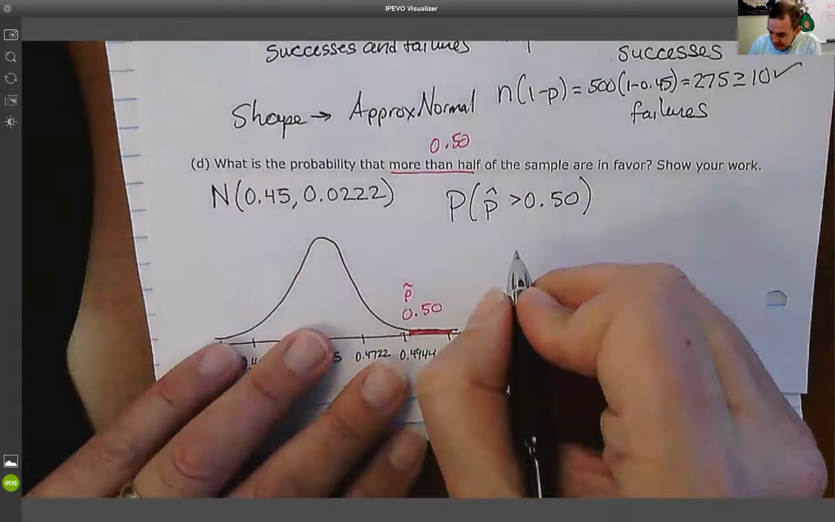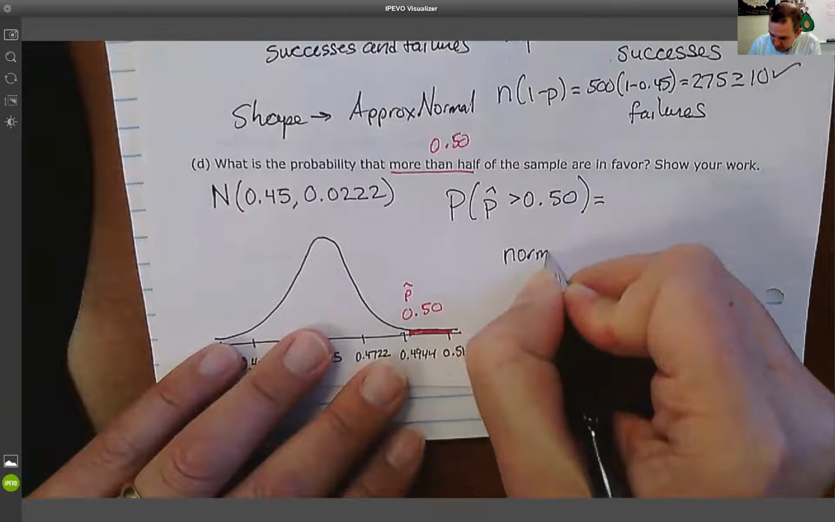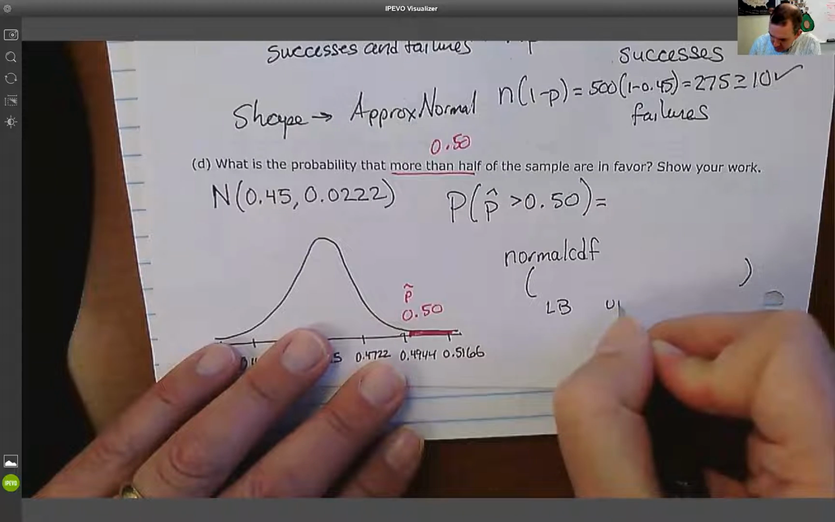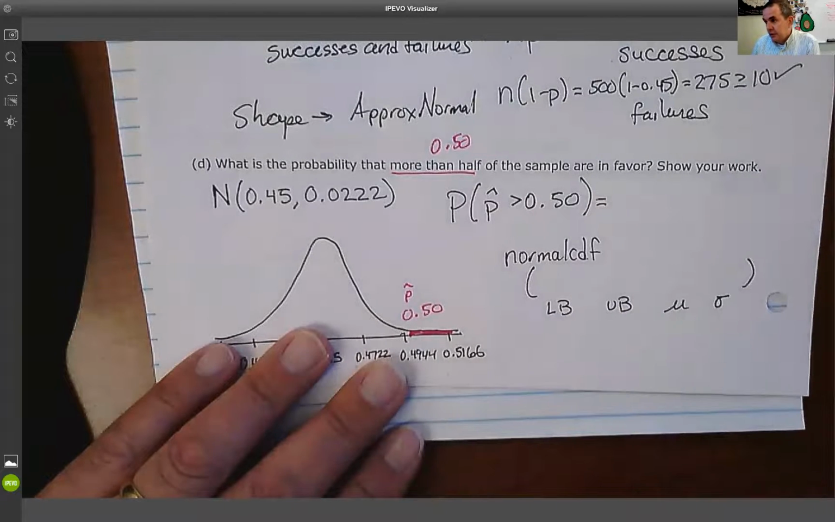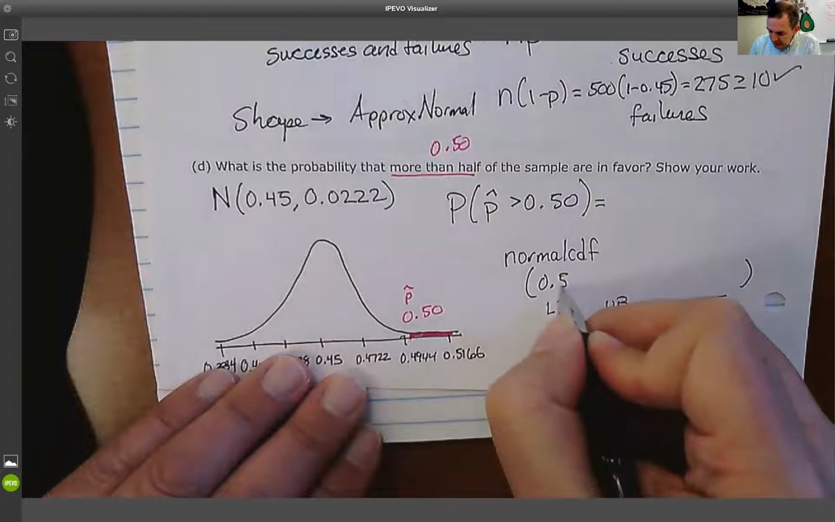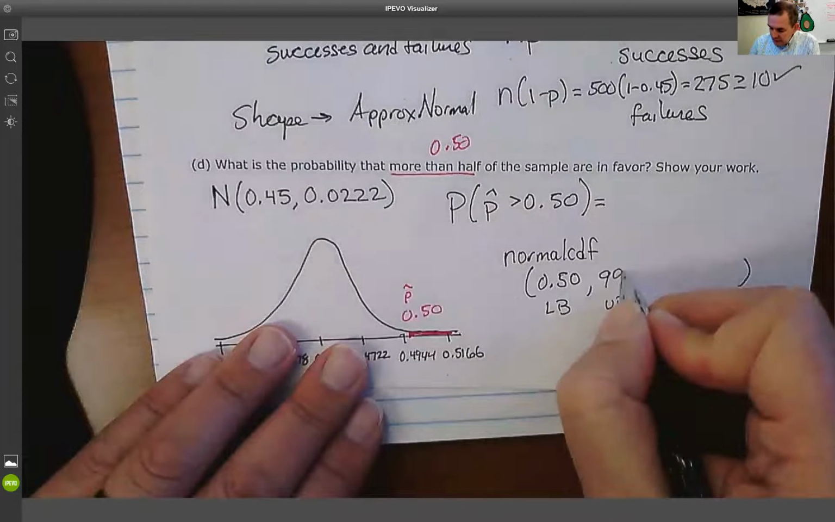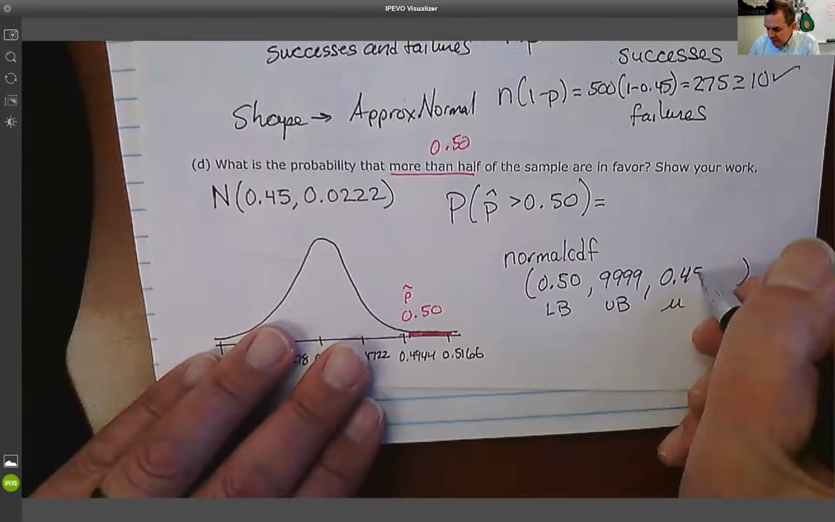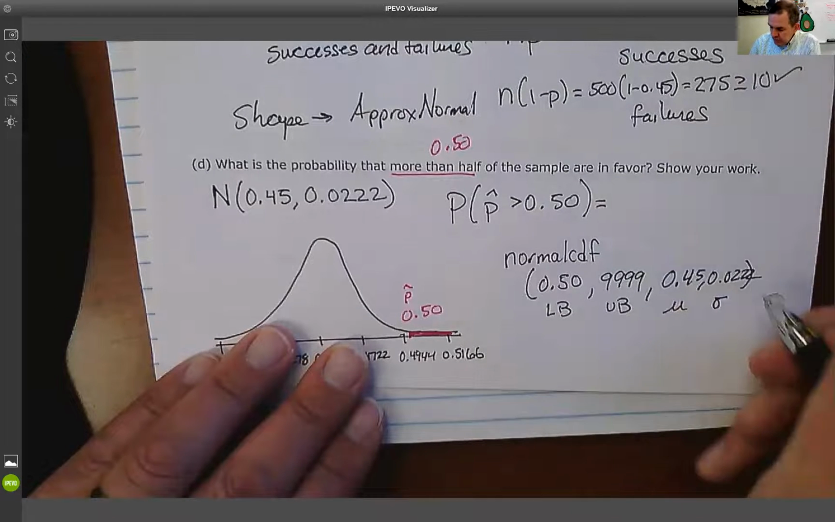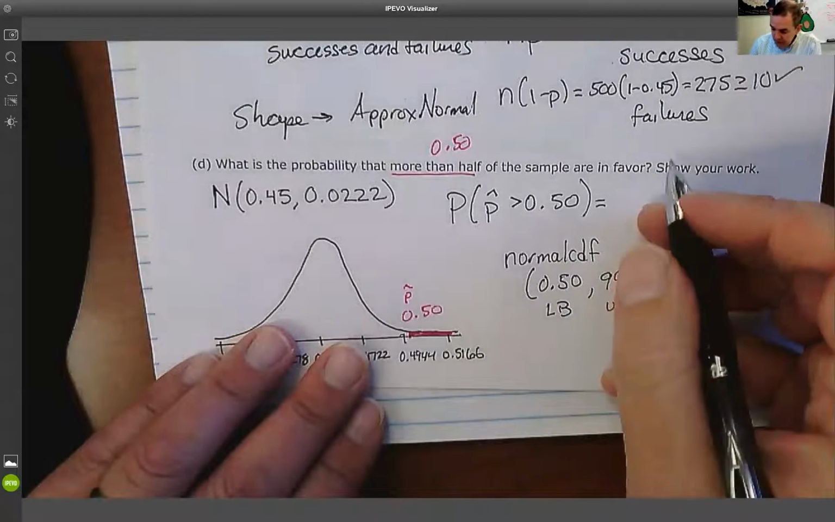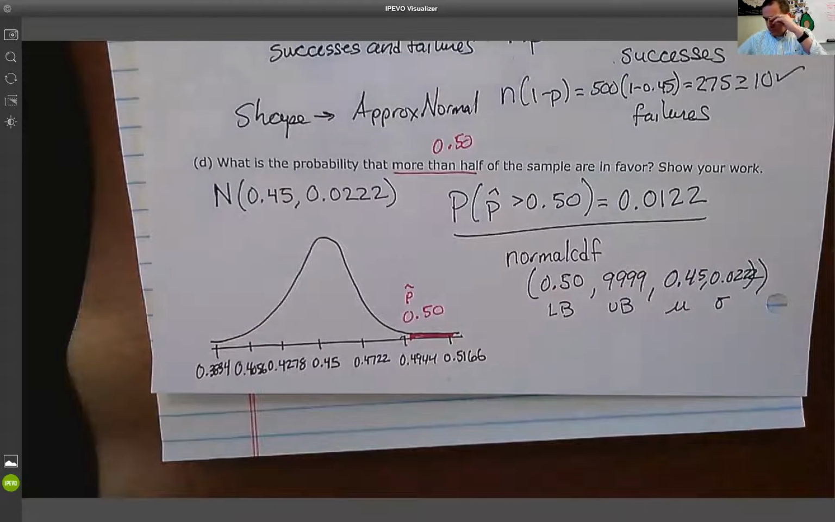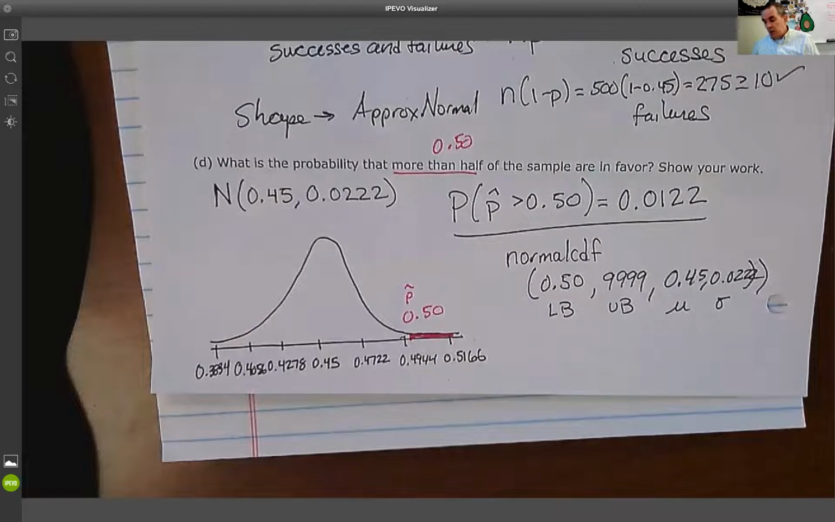Easiest way to do it is I'm going to go to, in my calculator, normal CDF. The 4 arguments are your lower bound, your upper bound, your mean, and your standard deviation. So in this case, my lower bound, I want it to be at a minimum of 50. Upper bound, I don't have one, so it's 99999, lots of nines. My mean is 45. My standard deviation is 0.0222. I type that into the calculator, and what's going to happen? It's saying the probability of me finding more than half the people supporting my idea is just a little bit over 1%. So it's not very likely.